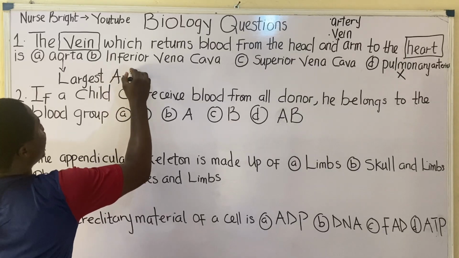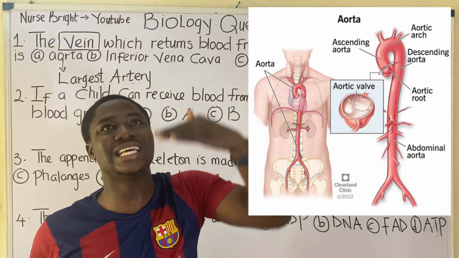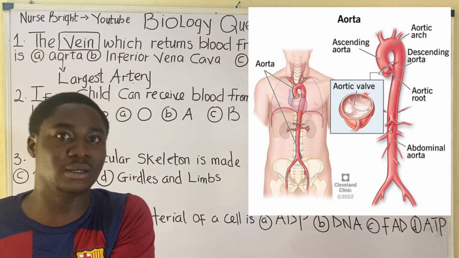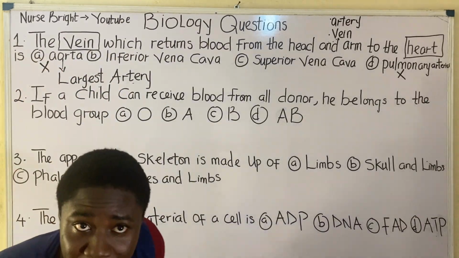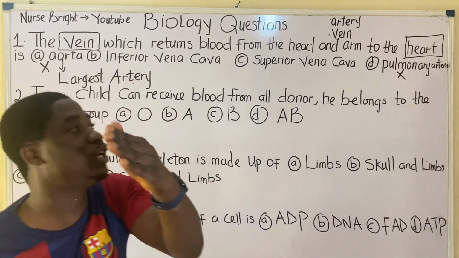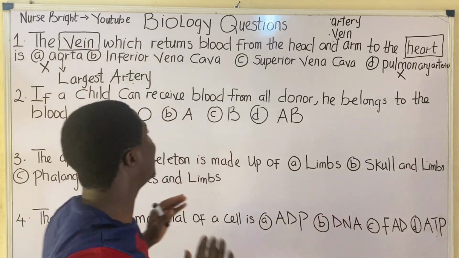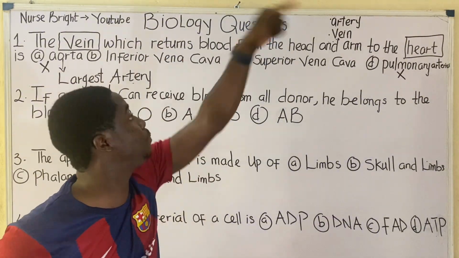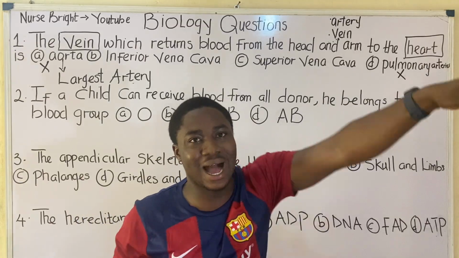This must be noted. The aorta has different sections. We have the ascending aorta, the aortic arch, and also the descending aorta. But I'm not talking about the aorta now. Just know that the aorta is still an artery. So option A, aorta, can never be the answer to this question, because the question stated the vein. And we already know that veins take blood back to the heart. Arteries take blood away from the heart. So they're asking us the vein which returns blood from the head, and also the arm, to the heart.